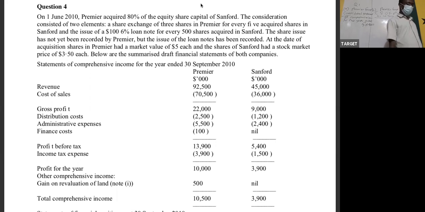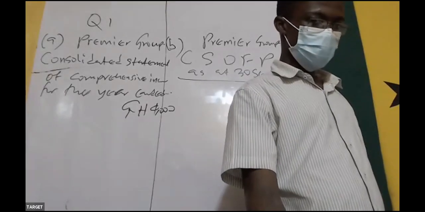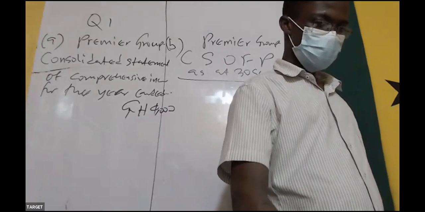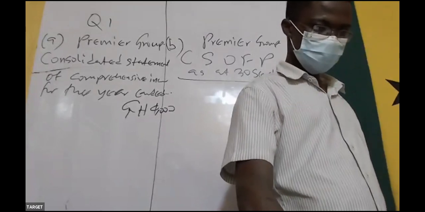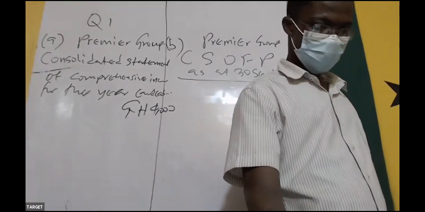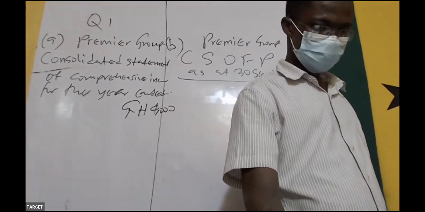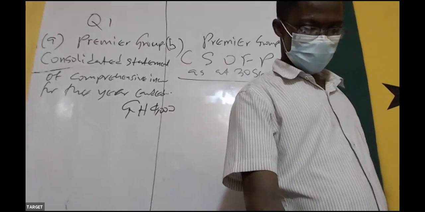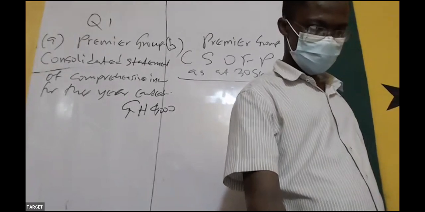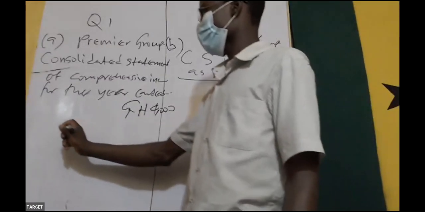So if you have the question, kindly open it on another device so that we do it together. So let me open it. So where's my question? Good. So I'll start from the revenue. So right here, revenue.